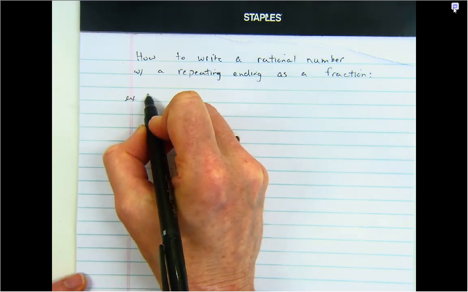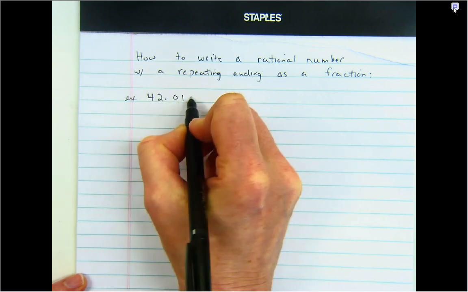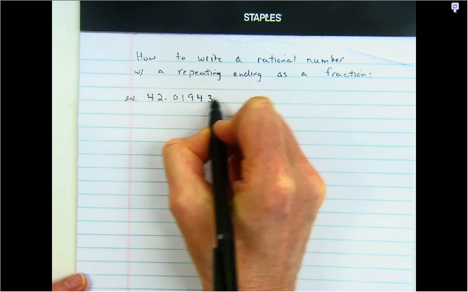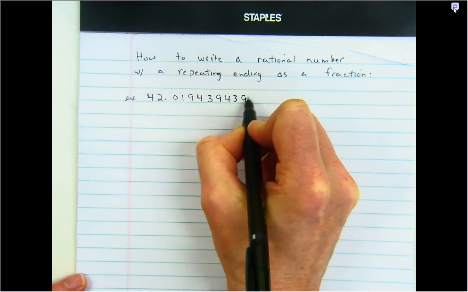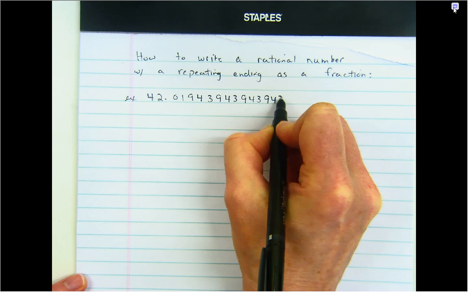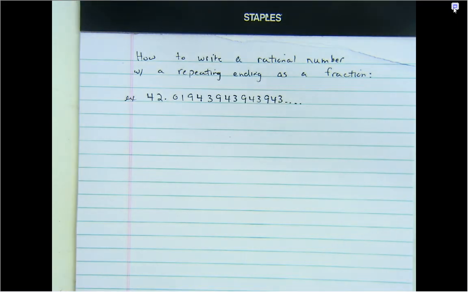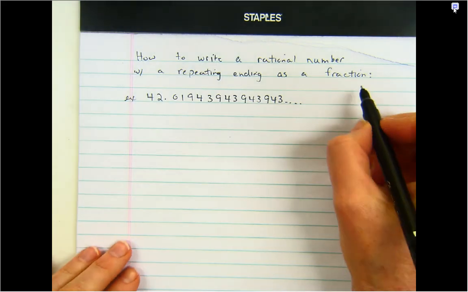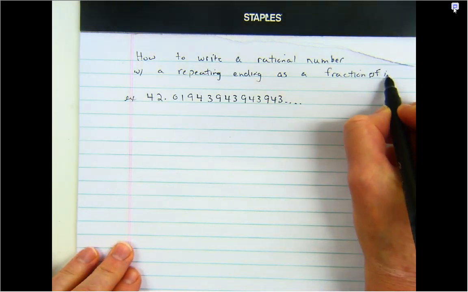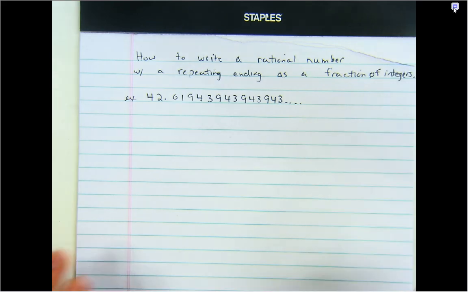So we'll start with the number 42.01943943943943943, and now you have the idea. You can write out as many repeats of that as you like. So we're going to write that as a fraction of integers. In fact, I'll usually say as a fraction of integers. Okay, so no decimal, just one integer, those are numbers without decimal parts, over another integer.